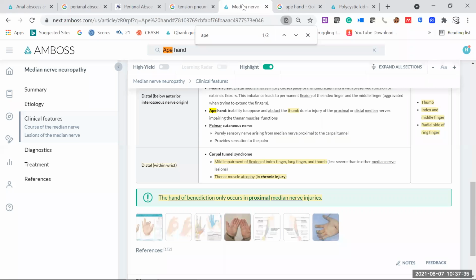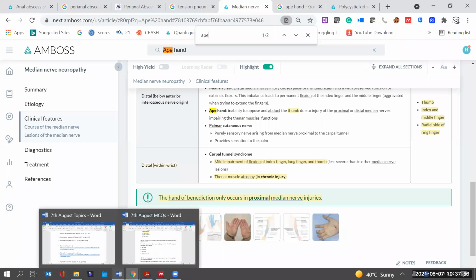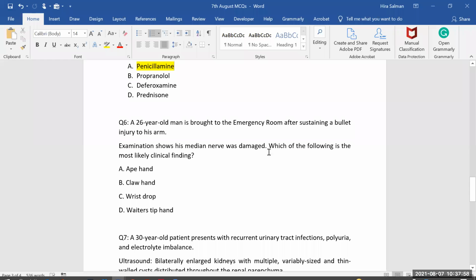So just think about the median nerve being damaged, and because of the median nerve damage, we will not find any motor activity in the hand, especially the lateral 3.5 fingers. The thenar muscles are especially damaged, and the presentation of the hand is like an ape. You can say it's an ape hand deformity. So let's have a look at the questions here.